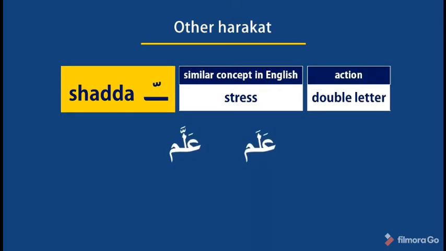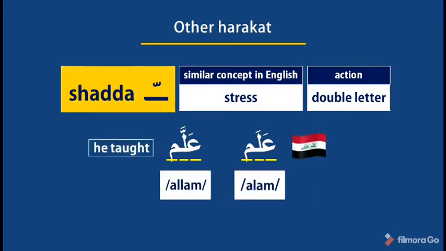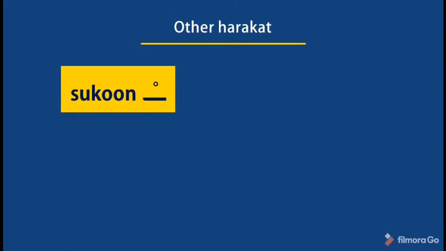Look at these two words. Apparently they are the same because they have the same letters, ain, lam, meem. But if we notice the harakat over the middle letter, we will find that they are different words. Each has a different pronunciation and a different meaning. Alam and allam. Notice the stress or the shadda over the middle letter. Allam.